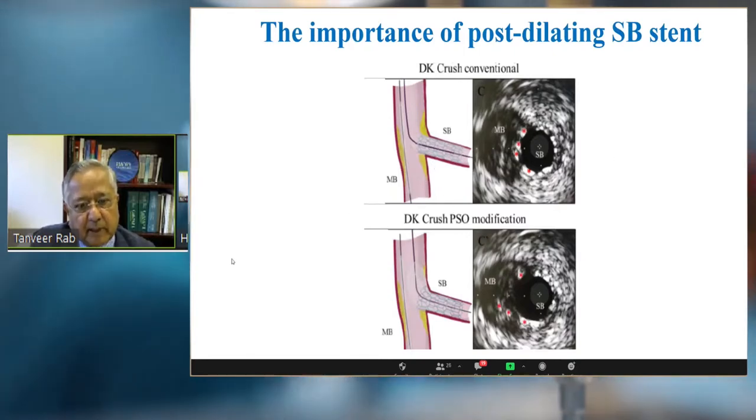a balloon. What is recommended now, before this step, and you and Lavara published this, was to bring the stent delivery balloon out and dilate at high pressures to open up all these cells at the orifice of the side branch. If we don't do that, if you do the conventional crush, this is what the side branch orifice looks like. If you expand it with the PSO technique, you have a larger orifice area.